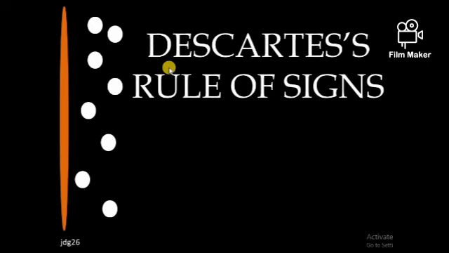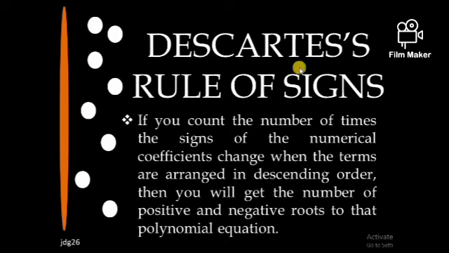Let us now discuss the Descartes rule of signs. Ano ang sinasabi sa Descartes rule of signs? If you count the number of times the signs of the numerical coefficients change when the terms are arranged in descending order, then you will get the number of positive and negative roots to that polynomial equation. So, itong Descartes rule of signs, ginagamit natin siya para malaman natin kung ilan ang positive root at ilan ang negative roots kahit hindi pa natin sinasolve ang equation.